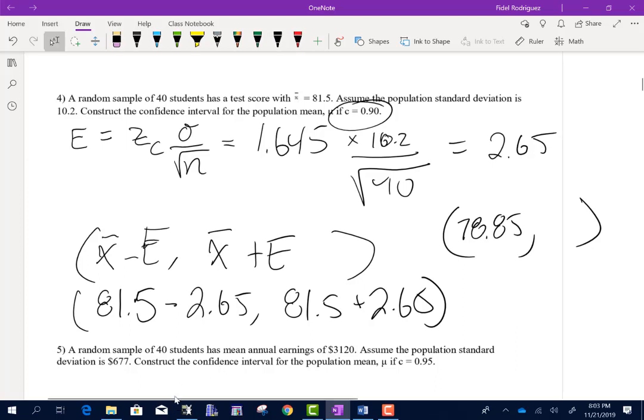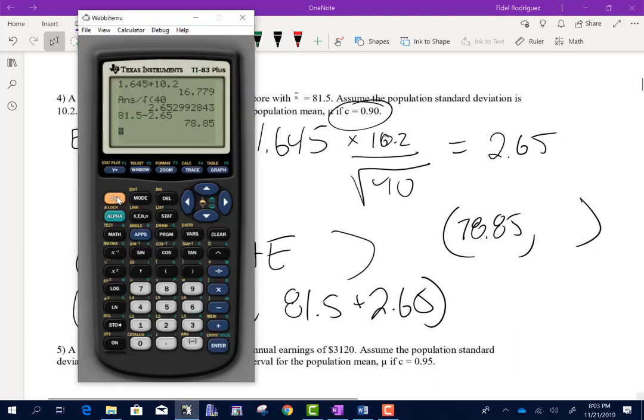And then if I want to do the other one, remember little shortcuts: on my calculator, can I go second entry and then just change that minus to a plus? Just little shortcuts. 84.15.